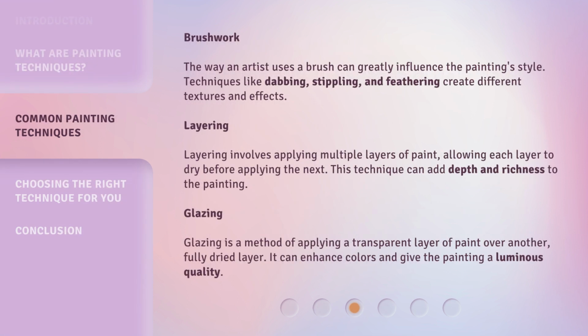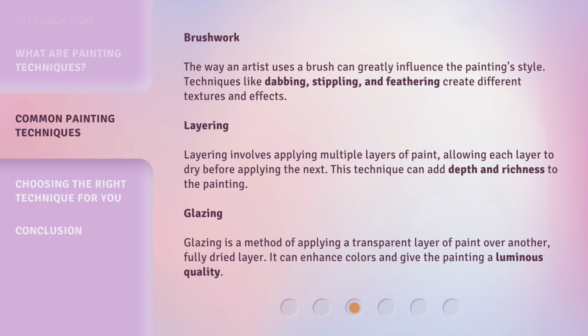Brushwork. The way an artist uses a brush can greatly influence the painting's style. Techniques like dabbing, stippling, and feathering create different textures and effects. Layering. Layering involves applying multiple layers of paint, allowing each layer to dry before applying the next. This technique can add depth and richness to the painting.